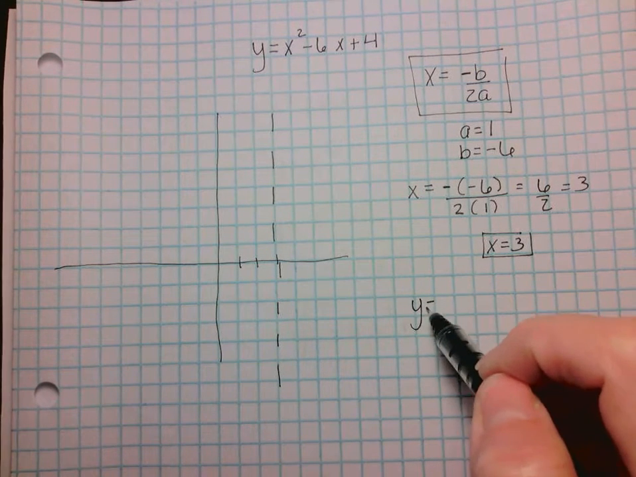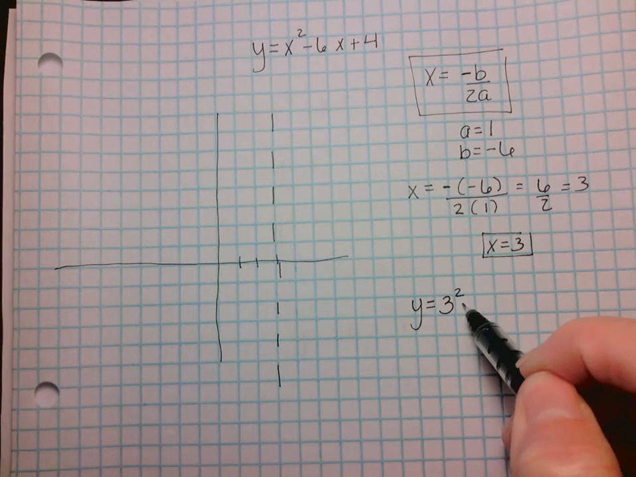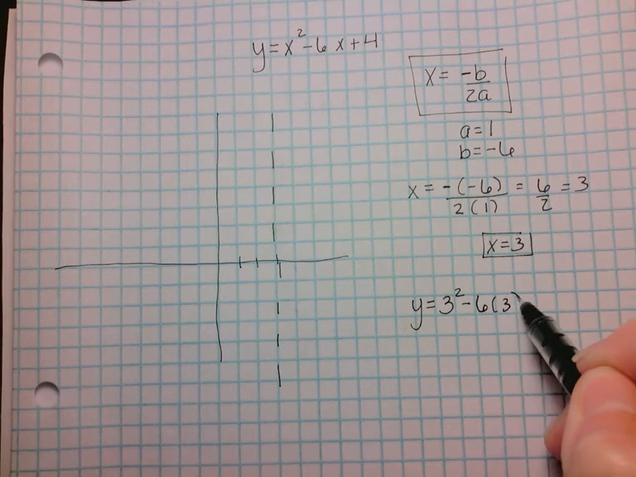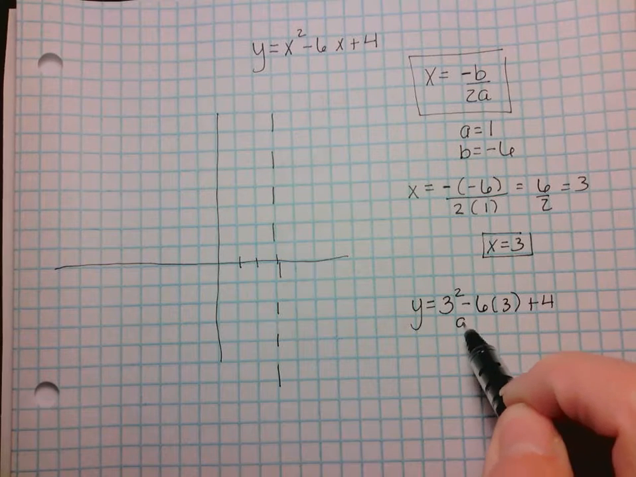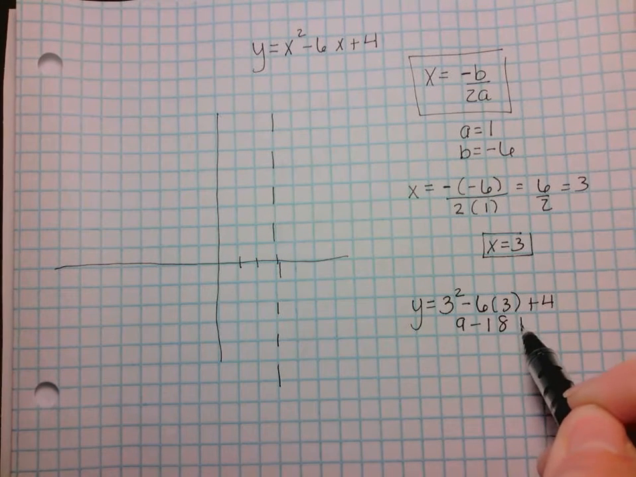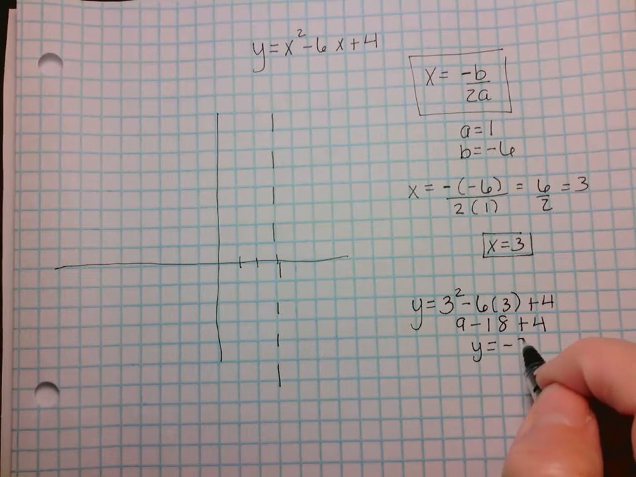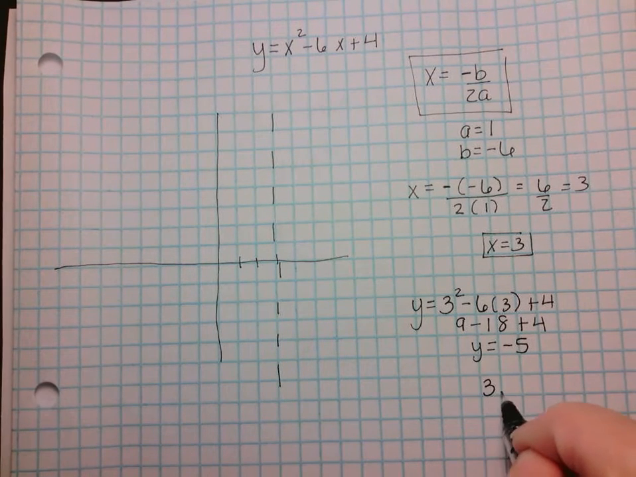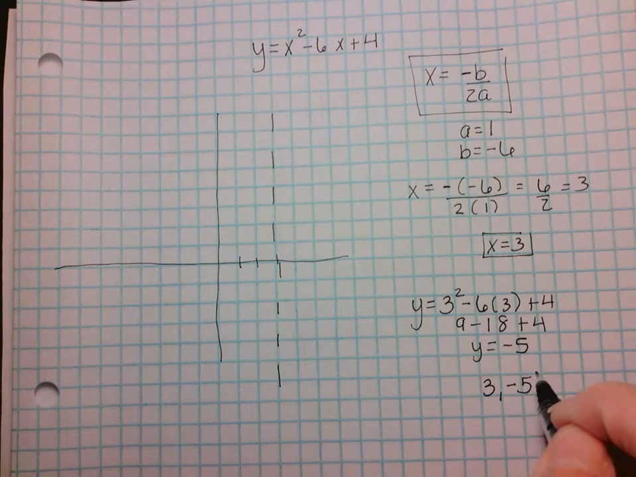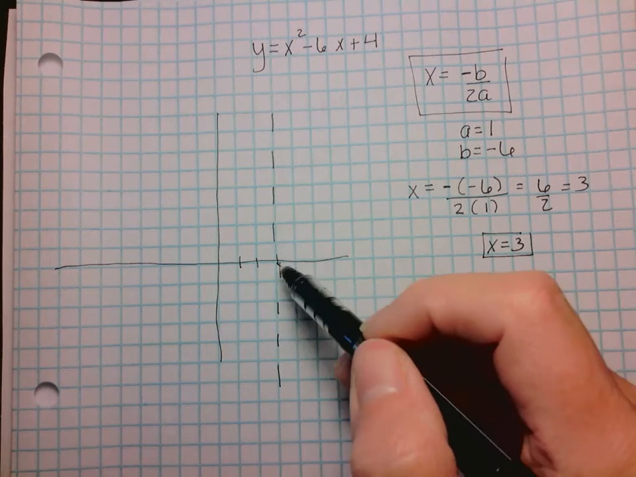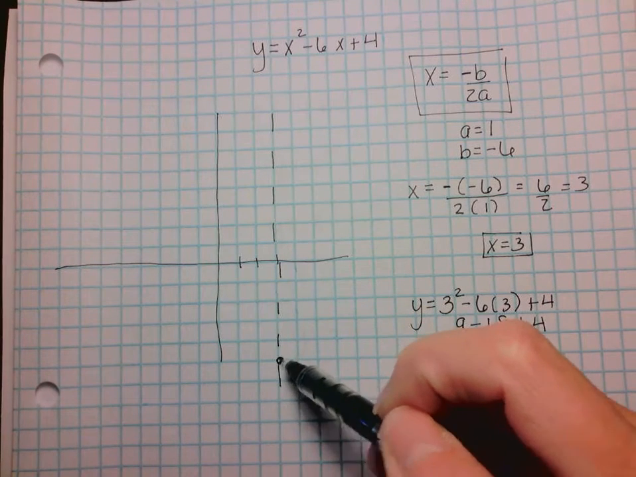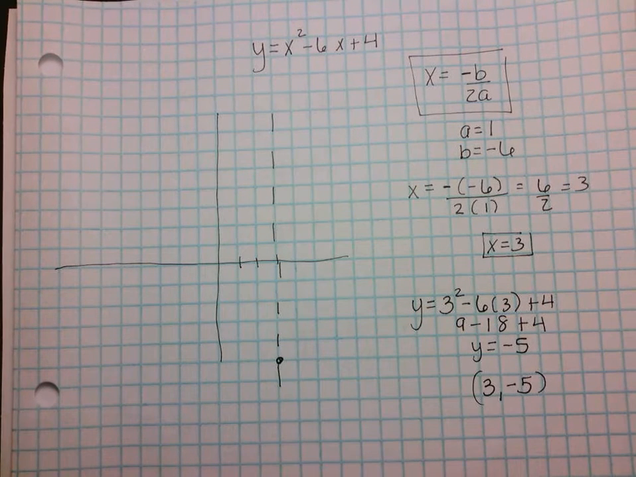So, if x is 3, y is 9 minus 18 plus 4, which is negative 5. So now I know my vertex is at 3, negative 5. There's my vertex. I know that a is positive, so this parabola is going to open up.